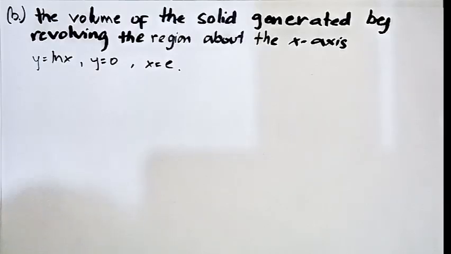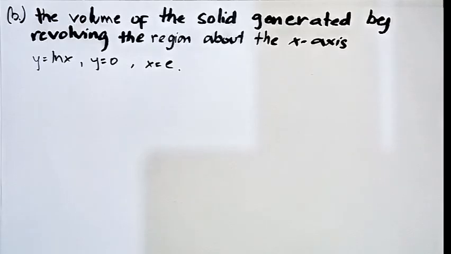Now let's proceed to our letter B. Find the volume of the solid generated by revolving the region about the x-axis. y is equal to ln x, y is equal to 0, and x is equal to e. In the previous letter, in finding the area, we already graphed the function y is equal to ln x. But in this letter B, we are going to revolve, or rotate, the region about the x-axis.